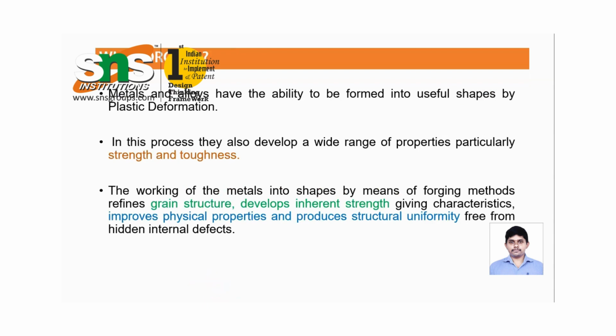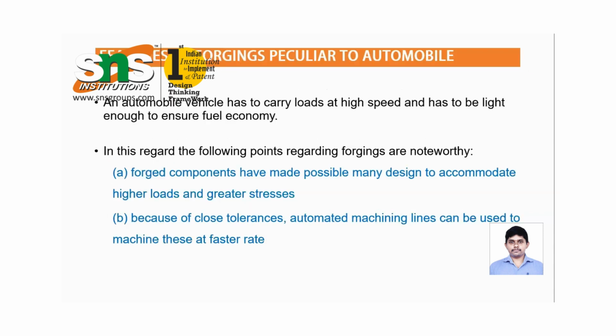Why do we need to prefer forging? Here are some of the major characteristics. For example, if we want to improve the properties of strength and toughness and get a good micro grain structure, it is achieved only through forging. Working the metals into shape by forging methods refines the grain structure and develops the inherent strength, so the mechanical and physical properties are improved, and it gives structural uniformity without any internal defects. The major reason is that it improves the strength and in particular the toughness. That is why we prefer forging.